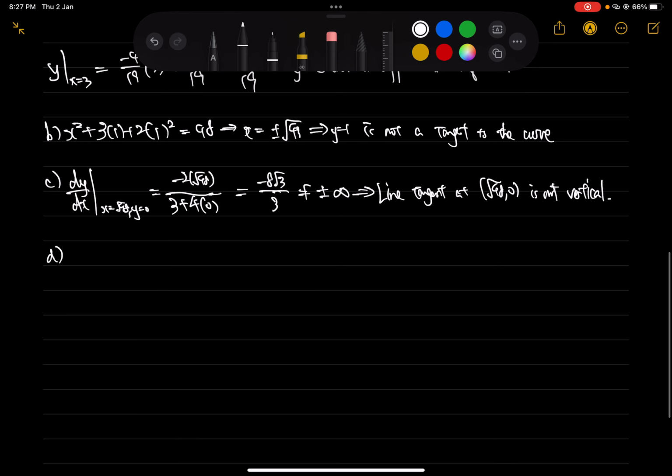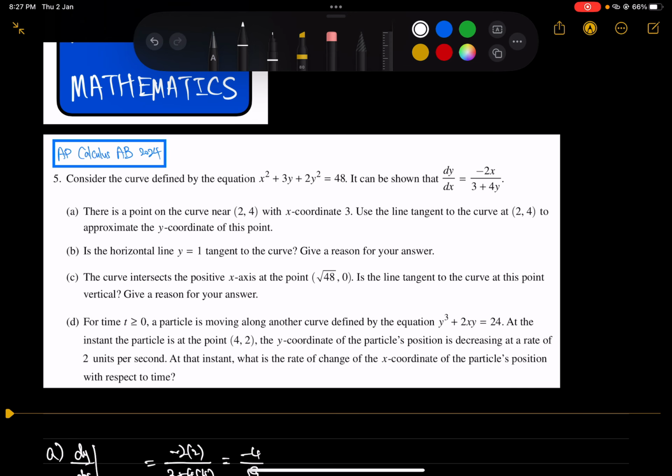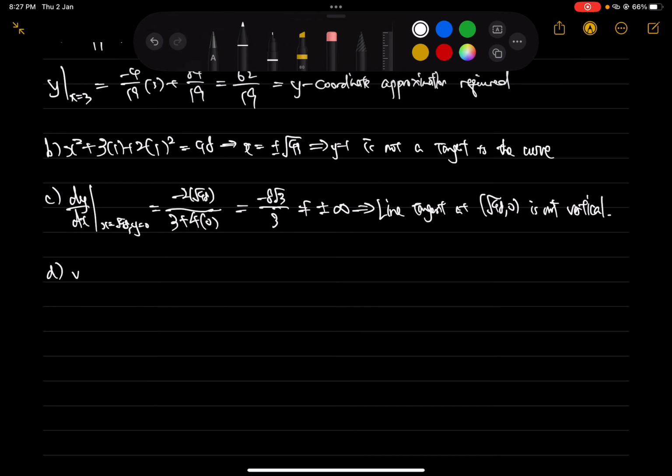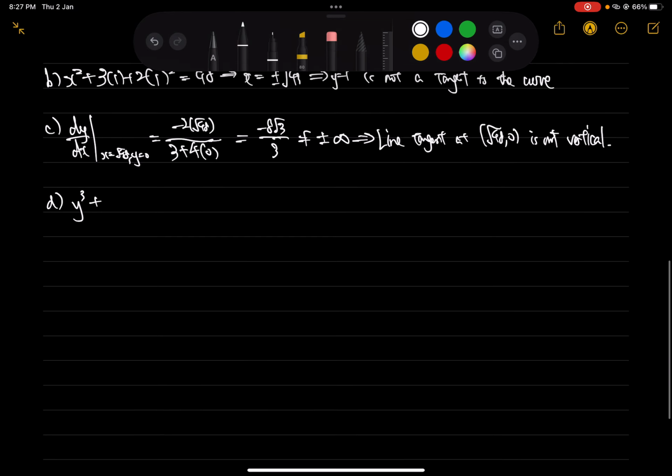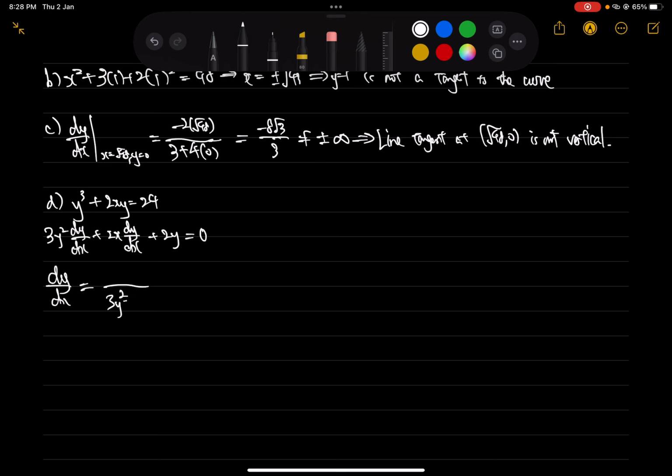And then part D, we have something entirely new. So we need to find dx/dt given that curve, and then we have dy/dt at 4, 2. So let's do some implicit differentiation really quickly. So obviously 3y squared dy/dx plus 2x plus 2y dy/dx is equal to 0, not 24. That was quite embarrassing. So we have dy/dx as negative 2y over 3y squared plus 2x.